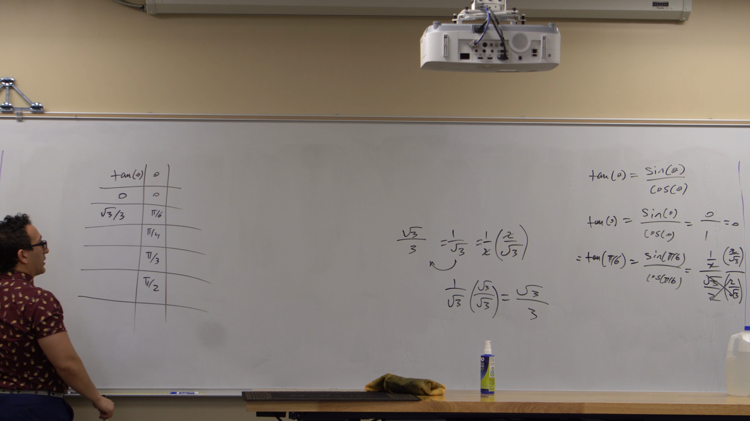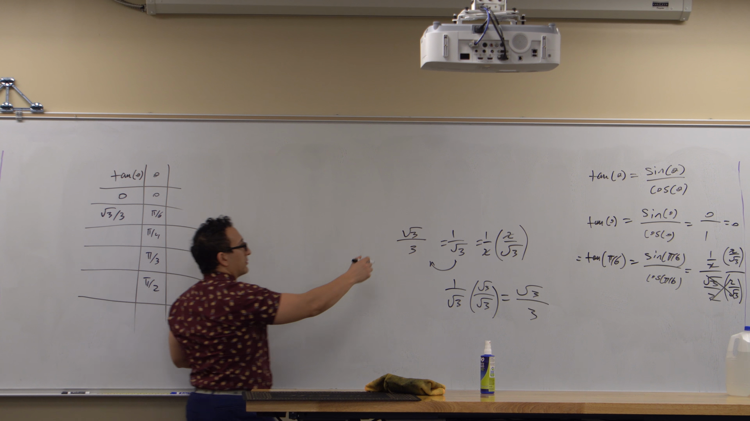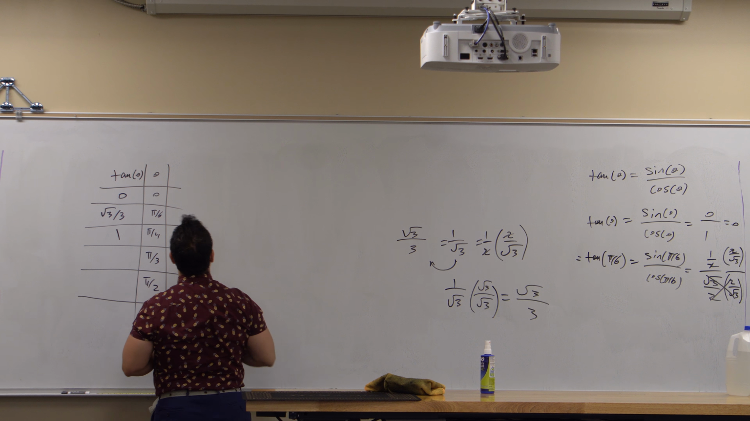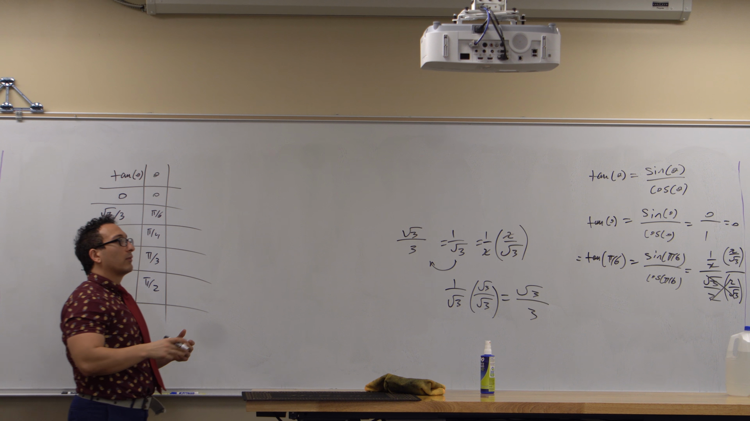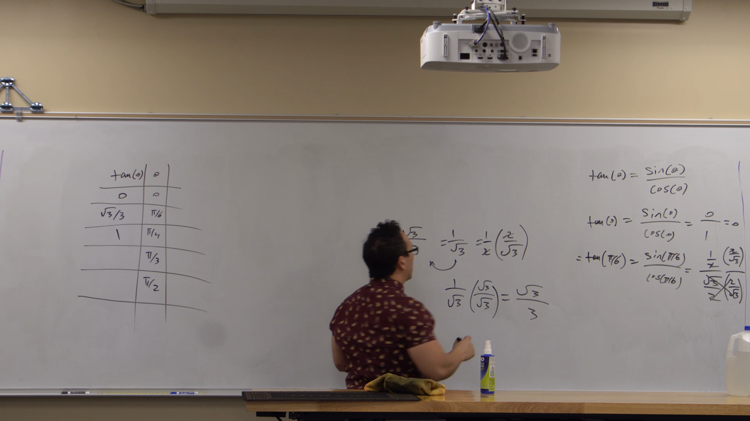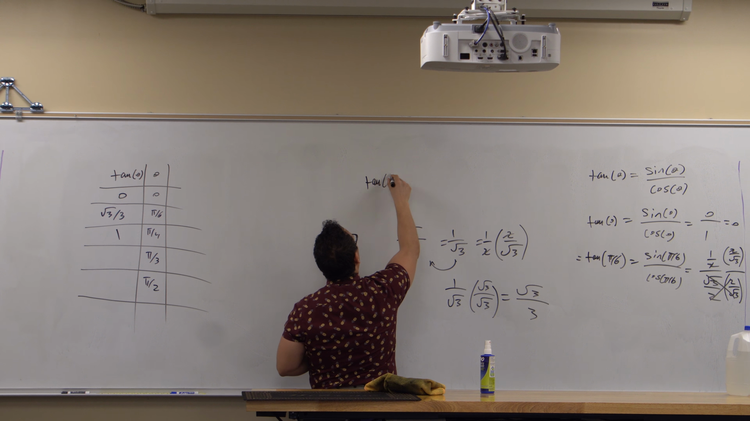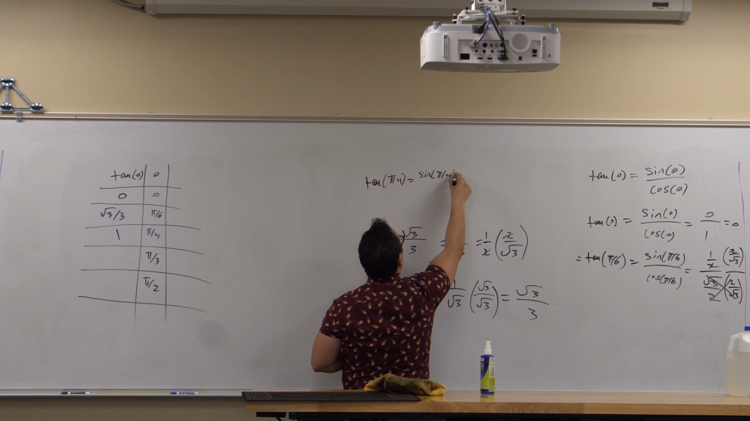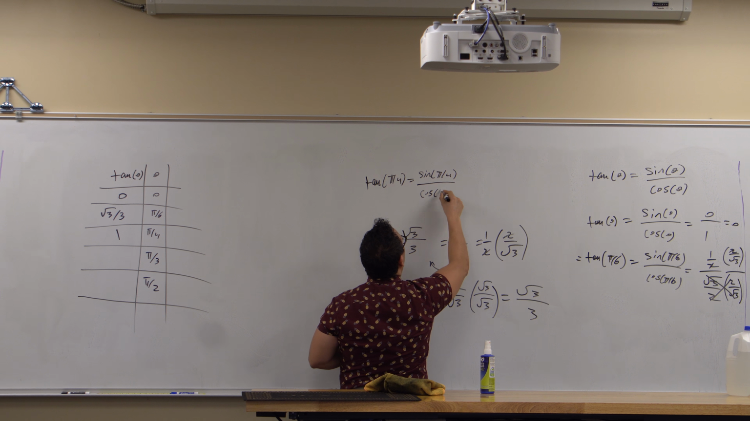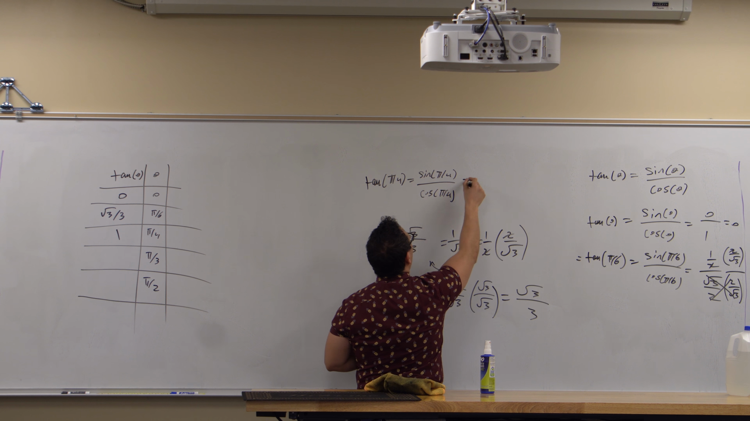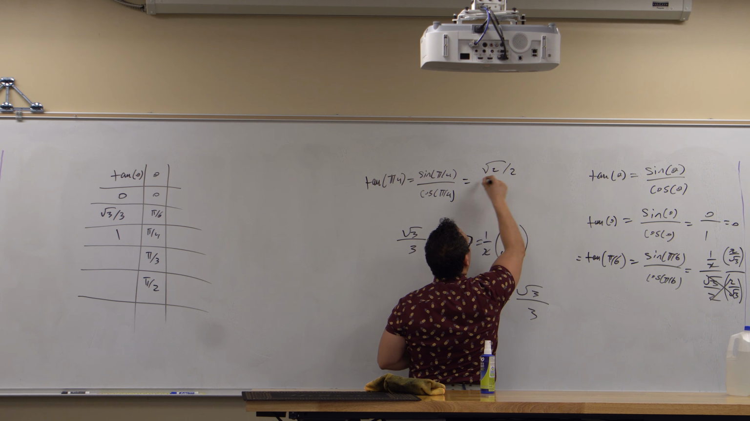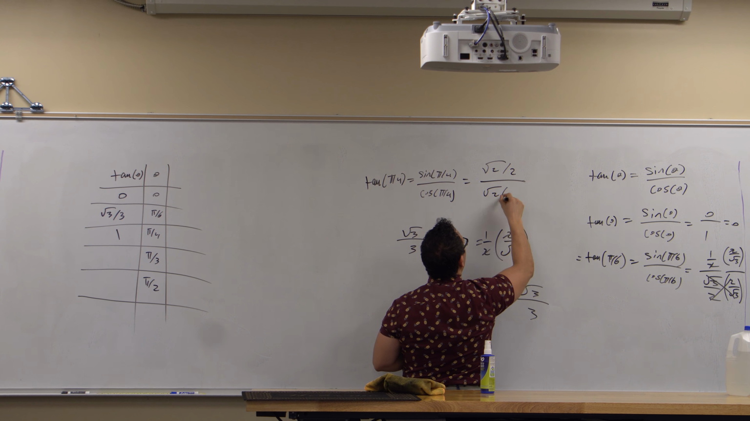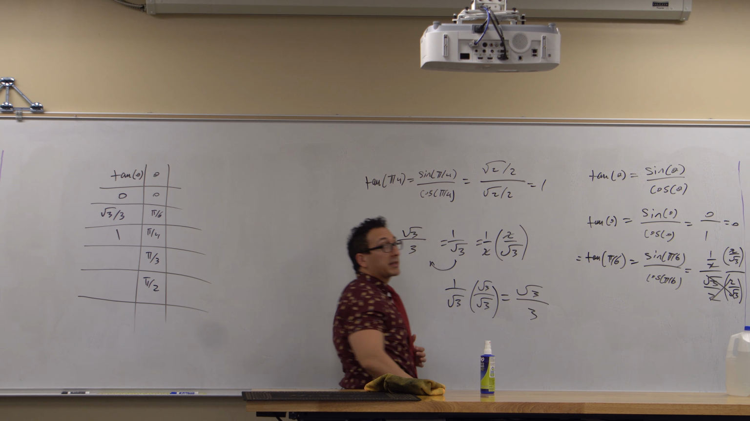Tangent of pi over 4 is 1. Do I have to say it? Well, I will. So take a look. Tangent of pi over 4 is equal to sine of pi over 4 over cosine of pi over 4. Okay? But sine of pi over 4 was root 2 over 2. And cosine of pi over 4 was root 2 over 2. Notice anything divided by itself is 1.